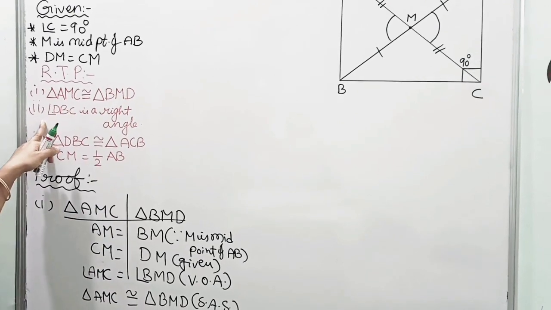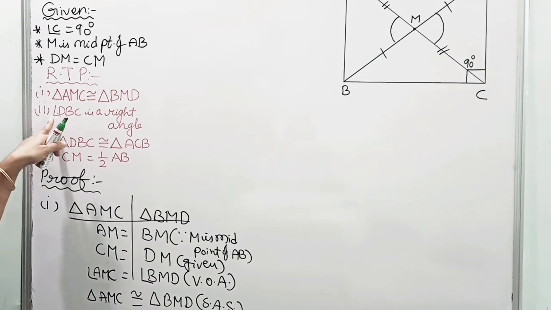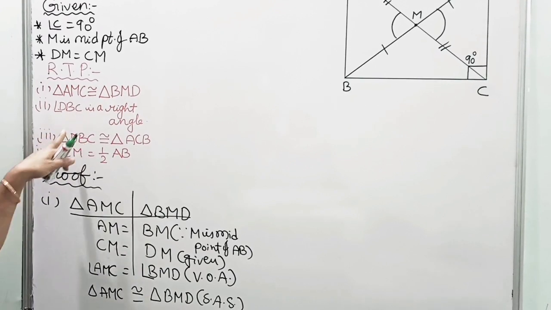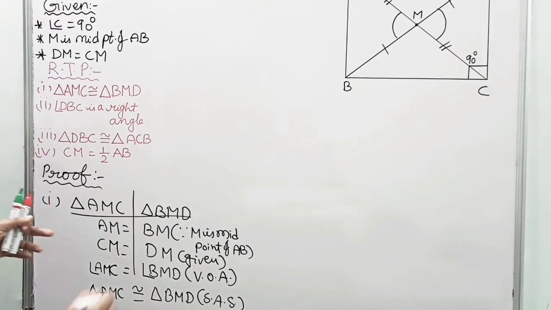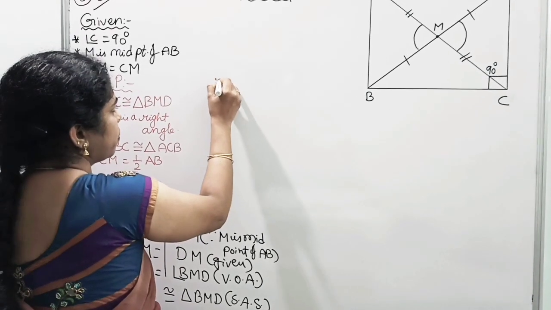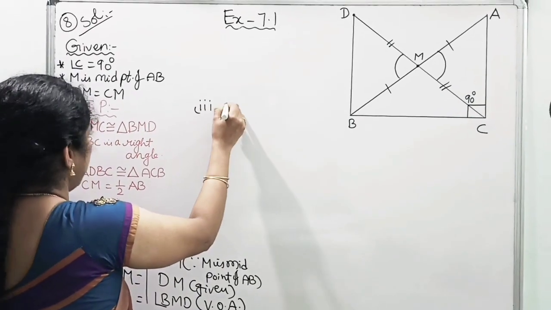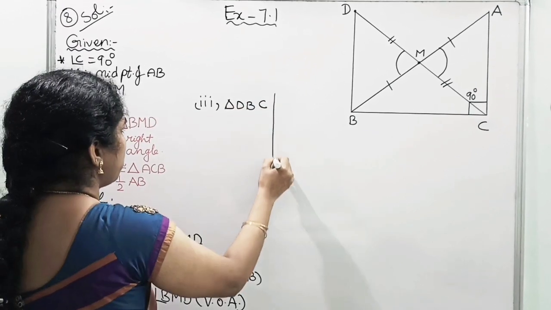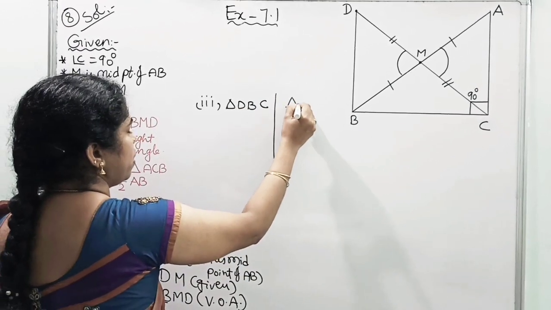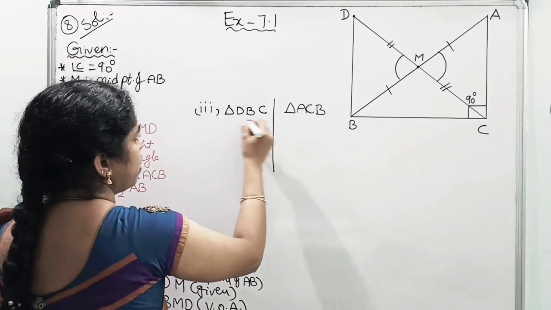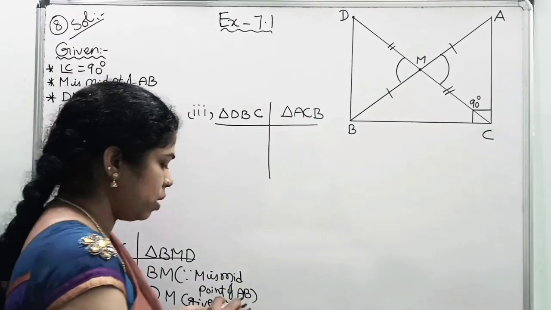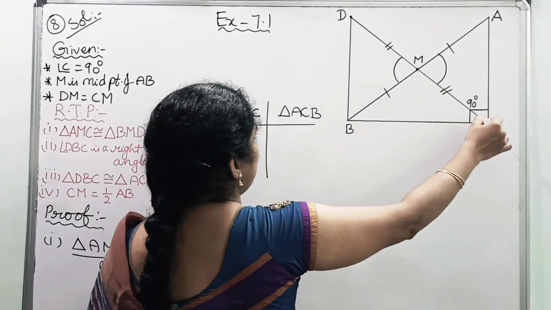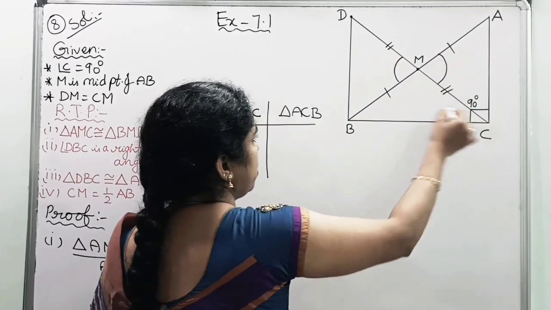Now, the second part that they are asking is angle DBC is a right angle. First of all, we'll prove the third one. Third one, what is given? Triangle DBC is congruent to triangle ACB. They asked us to prove. So, let us see triangle DBC and triangle ACB.